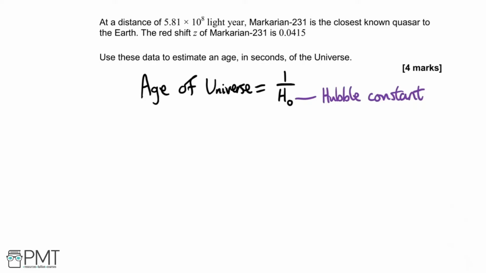Now, using the data that we're given, i.e. the distance of Markarian 231 and the redshift of that quasar, we can find a value for the Hubble constant so that we can find the age of the universe. So we're kind of working backwards here. Now, redshift Z is equal to the speed of recession of the quasar divided by the speed of light. So let's add some labels there.